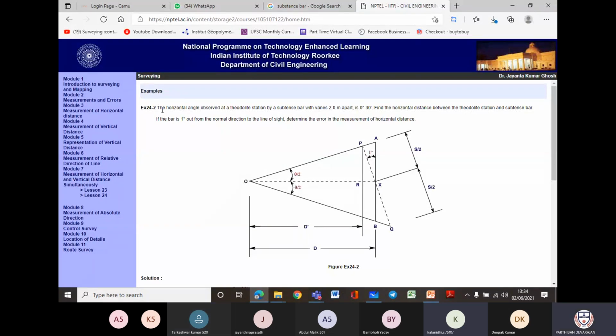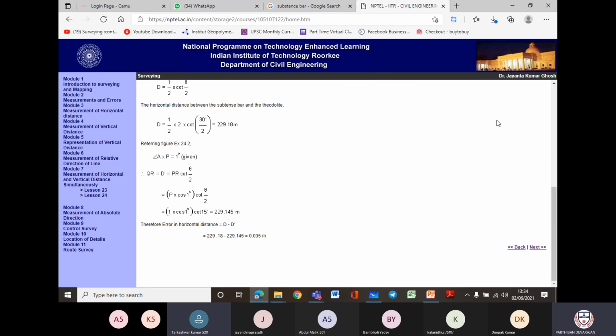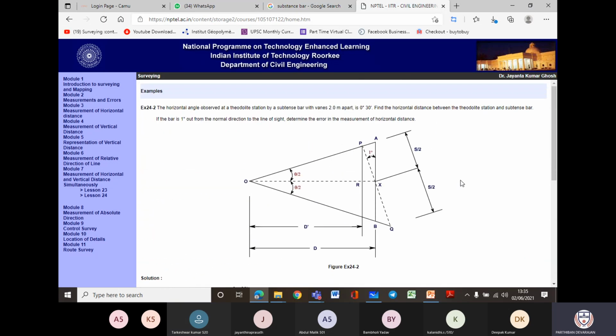Here they're giving a question. The horizontal angle observed at a theodolite station by a substance bar with vanes 2 meter apart is 0 degree 30 minutes. Find the horizontal distance between the theodolite station and substance bar. If the bar is 1 degree out from the normal direction of sight, determine the error in the measurement of horizontal distance. This is the problem they have given.